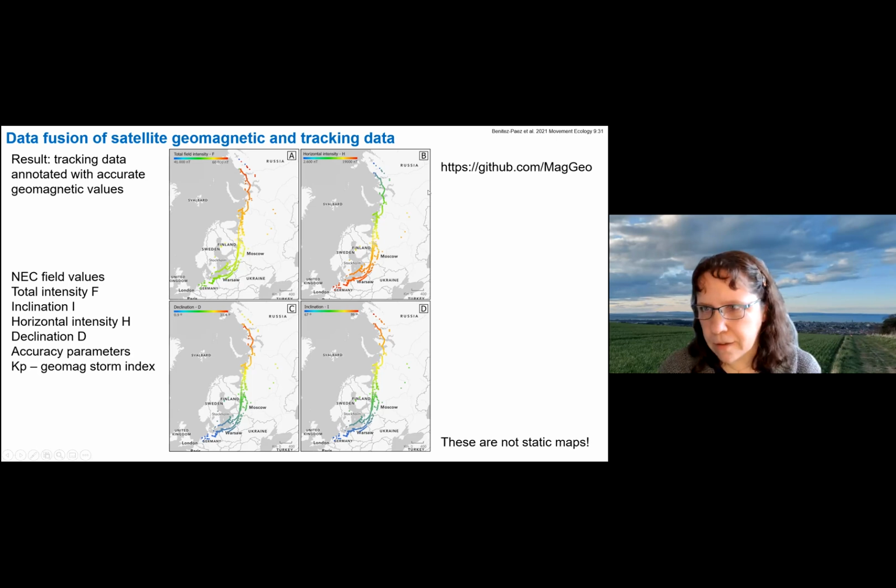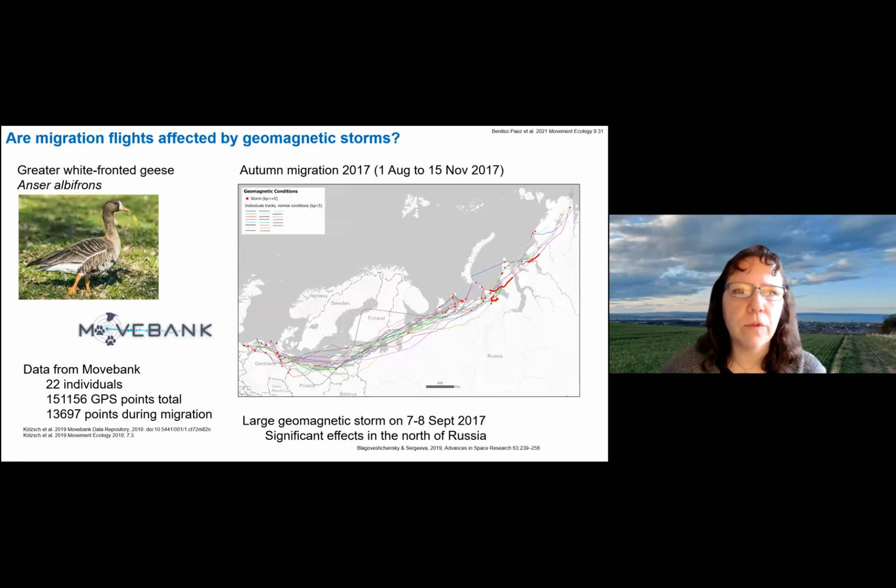This is implemented as a Python tool in Jupyter Notebook called MarkGeo. You can go to GitHub and play around with it in case you want to test that on your own data. So using this tool, what we can then do is start asking questions that ecologists were not able to answer before. So one thing that we looked at is, are birds affected by geomagnetic storms? So I was telling you how the sun sends all these particles and everything gets messed up. So do the birds actually get confused?